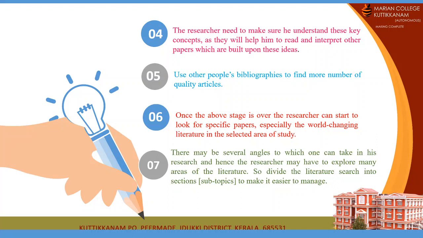Tip number 7. There may be several angles from which one can approach his research, and hence the researcher may have to explore many areas of the literature. So divide the literature search into sections, that means subtopics or key terms, to make it easier to manage. For each section, identify several keywords to try out in different combinations.